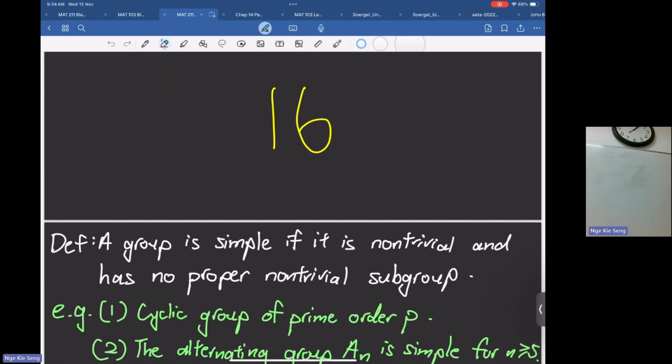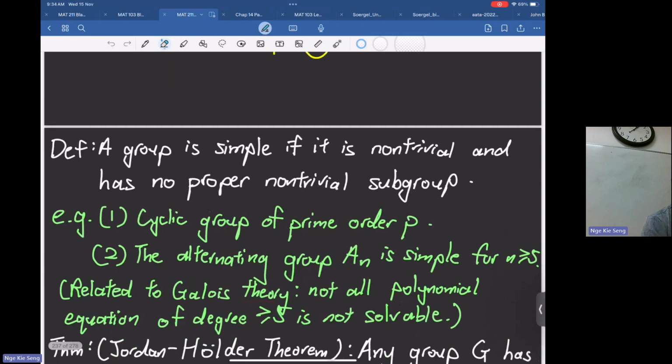Things that are simple are like a cyclic group of order p. If you do the tutorial question, you will see this. A cyclic group of prime order has no proper subgroup, since every element will generate the whole cyclic group. And the other thing is that the alternating group A_n is simple, so there is no non-trivial subgroup.